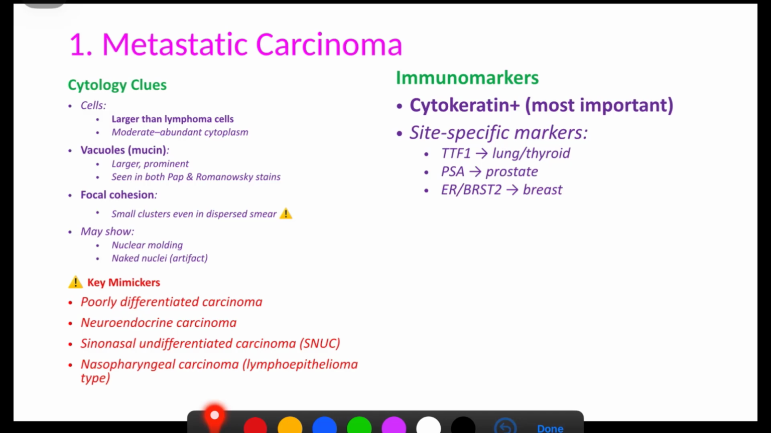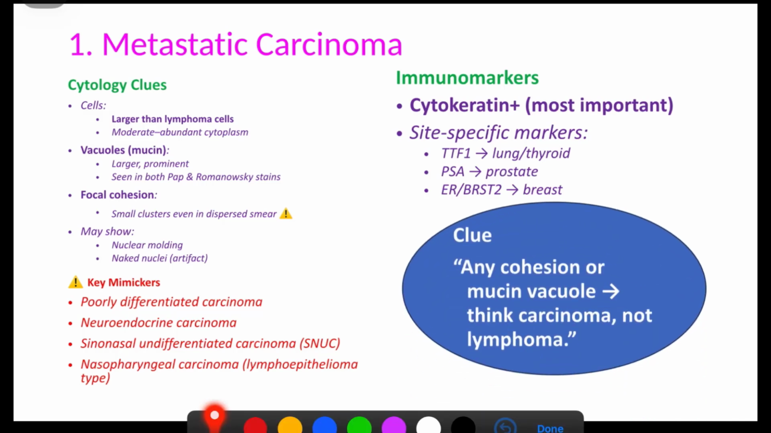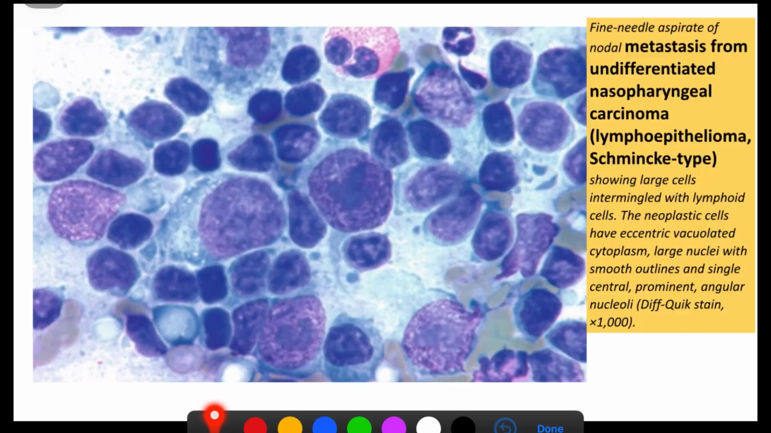So here mimickers include poorly differentiated carcinoma, neuroendocrine carcinoma, sinonasal undifferentiated carcinoma, and nasopharyngeal carcinoma, which is lymphoepithelioma type. So what is the clue? Any cohesion or mucin vacuoles, if you identify, think carcinoma before lymphoma.